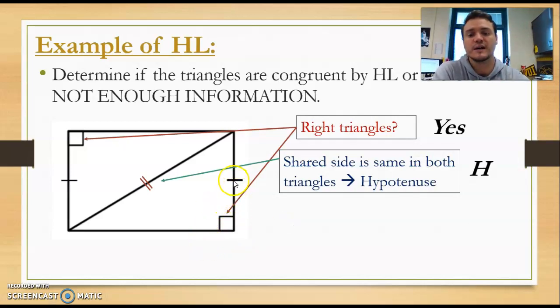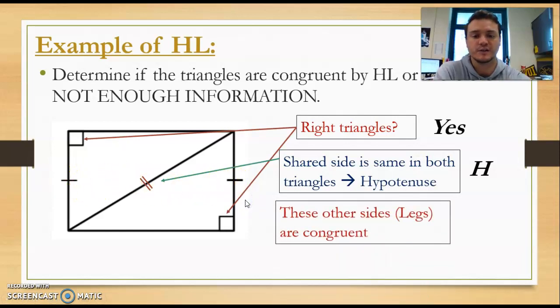So that gets the H part of our HL congruency theorem. And then also notice how they tell you that these sides are also congruent. So that's also going to be the L part in our HL congruency, because you just need one other pair of sides congruent here.